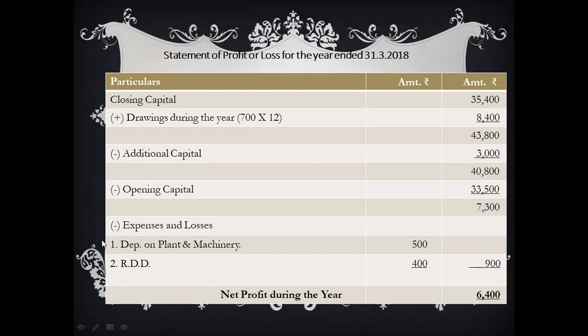After adjustment, less expenses and losses. The first is depreciation on plant and machinery, rupees 500, RDD rupees 400, total expenses of rupees 900, which is less from the 7,300. So net profit during the year is 6,400.